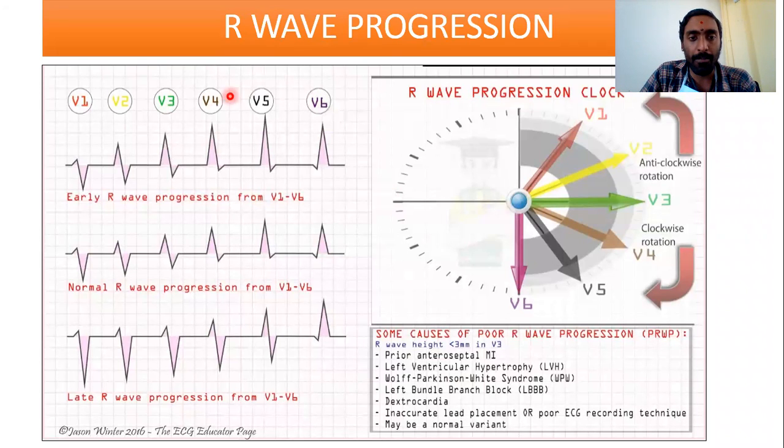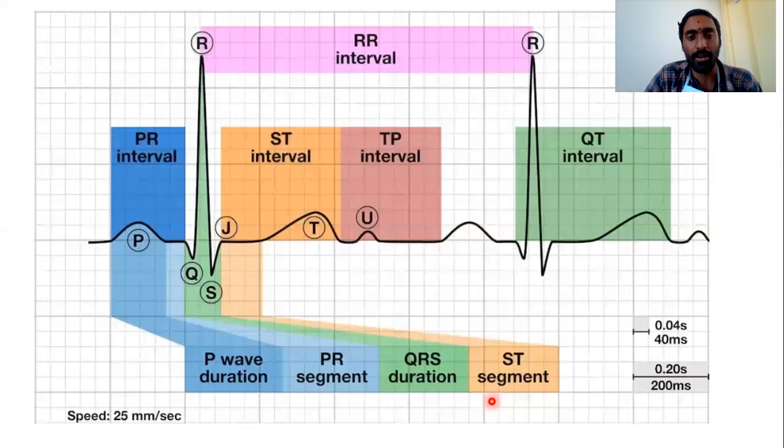So we come to the R wave progression. As we see from V1 to V6, the R wave gradually increases and the S wave gradually shortens and disappears. So this transition point happens between V3 and V4, and in case it is delayed, then it is called as a poor R wave progression. So technical definition is R wave in V3 less than 3 millimeter. These are the various causes for a poor R wave progression.